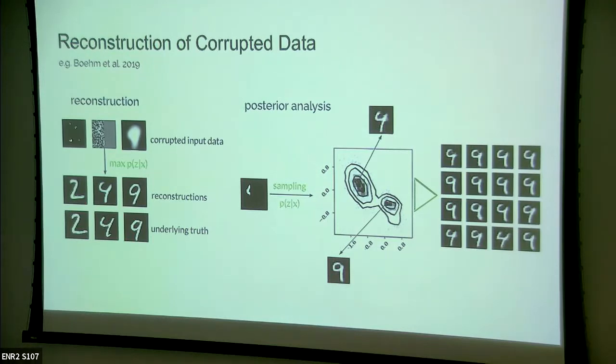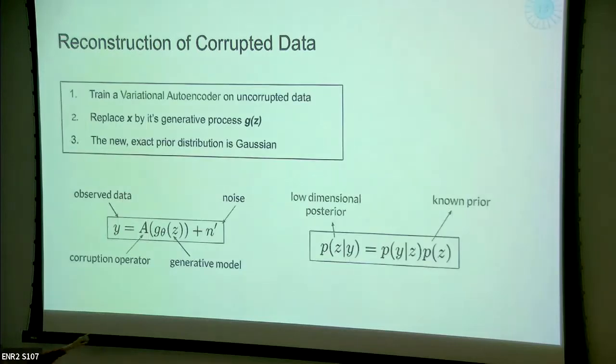So here what I've done is I've looked for the maximum of P of Z given X, which we said looked like this. So I just maximized this with respect to Z. I found the most likely Z, and then I forward modeled it into data space.